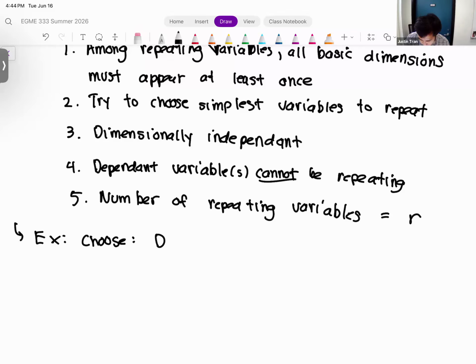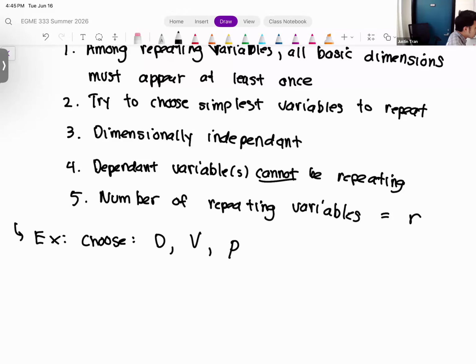Let's also choose the velocity. Velocity is also relatively simple. Velocity is just length over time, so we have both length and time represented. Now we need a representative that has mass, and the simplest term here that has mass, in my opinion, is going to be the density. Density is mass over length cubed. It's simple because it doesn't involve time.